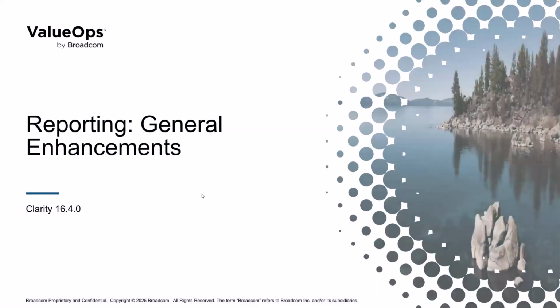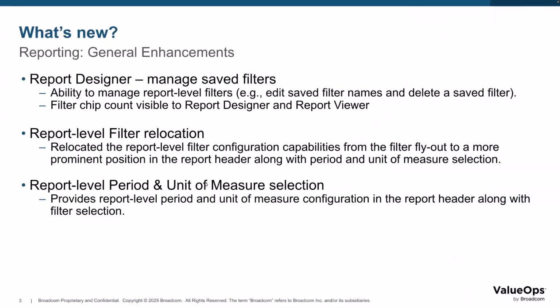In this section, we are going to cover reporting, but we'll look at what we consider some general enhancements. And they fall into these three items. First off, we're going to take a look at the report designer and the new capabilities that allow them to manage saved filters. Basically, the ability to edit save filter names and delete a save filter. There's also a filter chip count, which is visible to the designer and the report viewer.